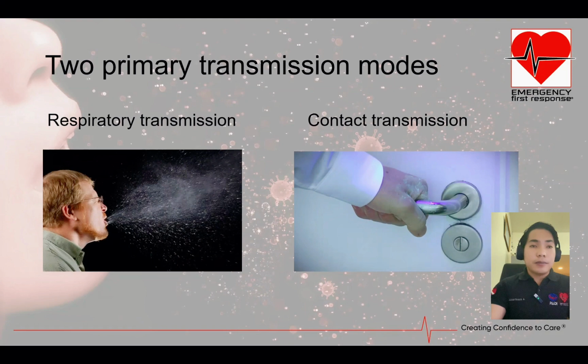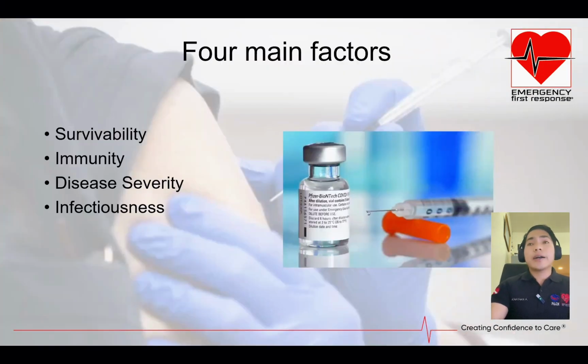Next, these are the four main factors. First is survivability. The second one is immunity. The third one is disease severity. The fourth one is infectiousness. These four main factors can affect how likely respiratory and contact transmission risks are to occur. Understanding this can help you to reduce and generally assess transmission risk. So we will start with survivability.